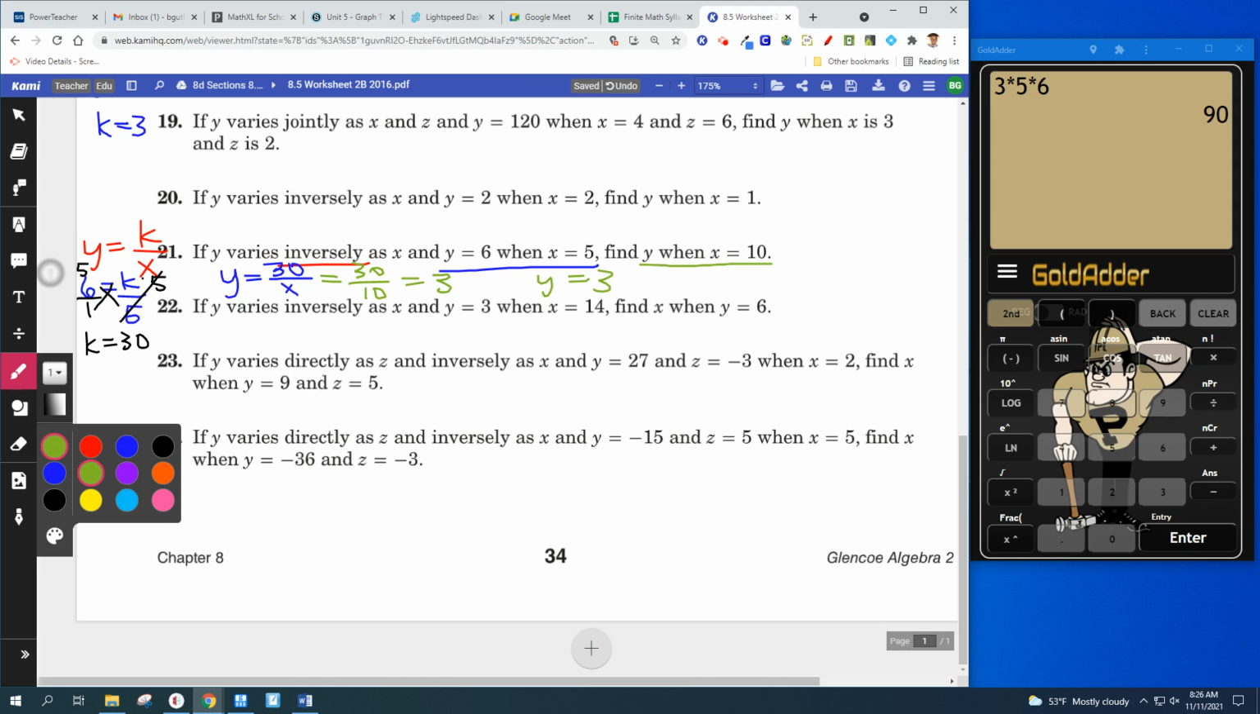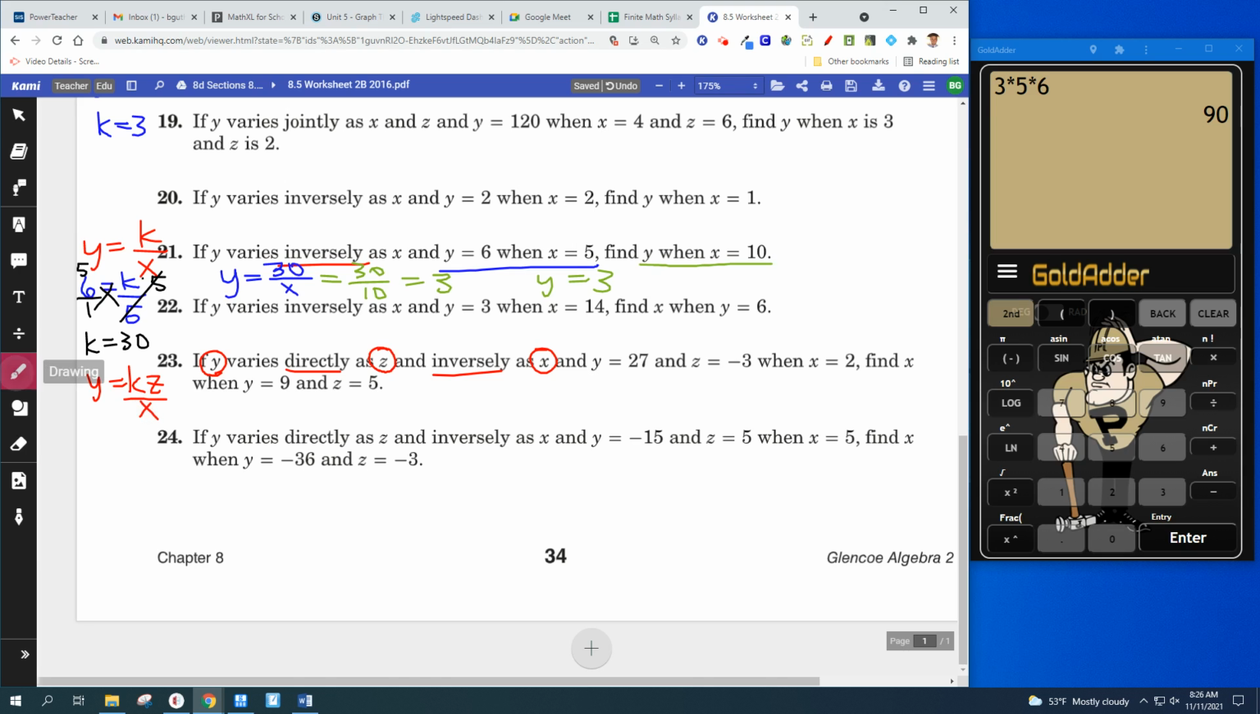Okay, so let's look at number 23. I guess 23 is probably the hardest one because notice it says directly and inversely. Okay, good. That's combined. Directly means multiplication. Inversely means division. So we start with y, and it varies directly as z, right? So kz, and then inversely as x. So we're talking about divide by x. That's kind of tricky, I think, right? Directly as z means multiply. Inversely as x means divide. So we've got this formula y equals kz over x.